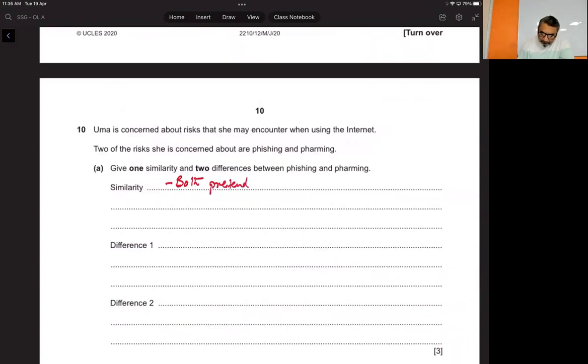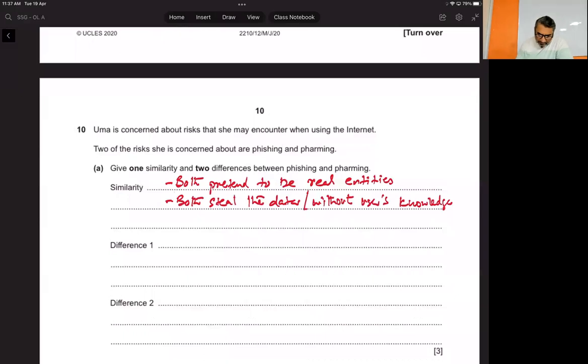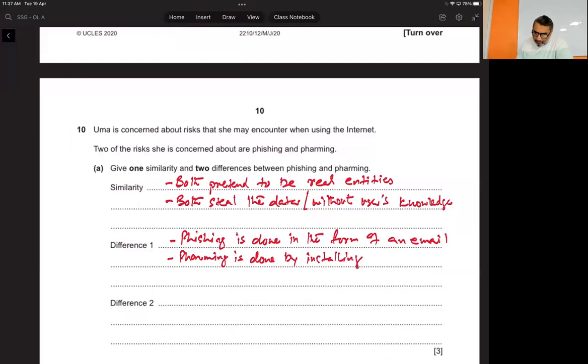Both pretend to be real entities. Both steal the data without users' knowledge. Differences. Phishing is done in the form of an email. Pharming is done by installing malicious code.